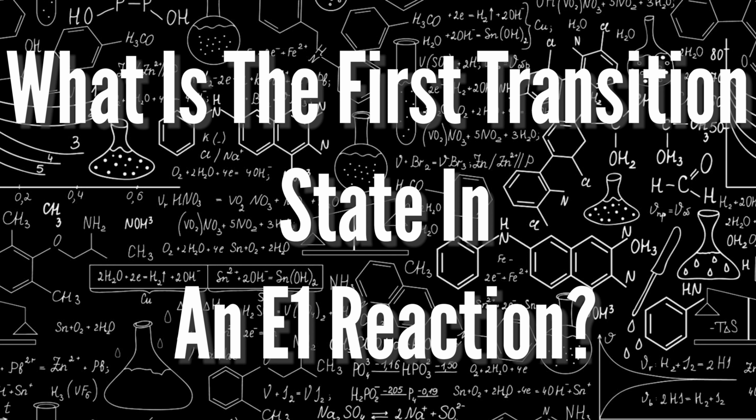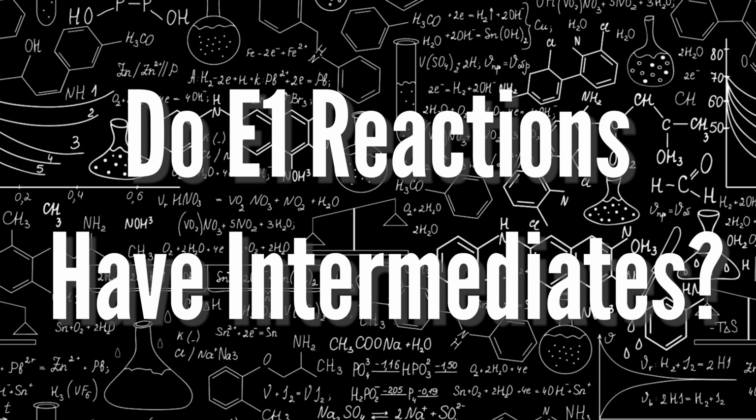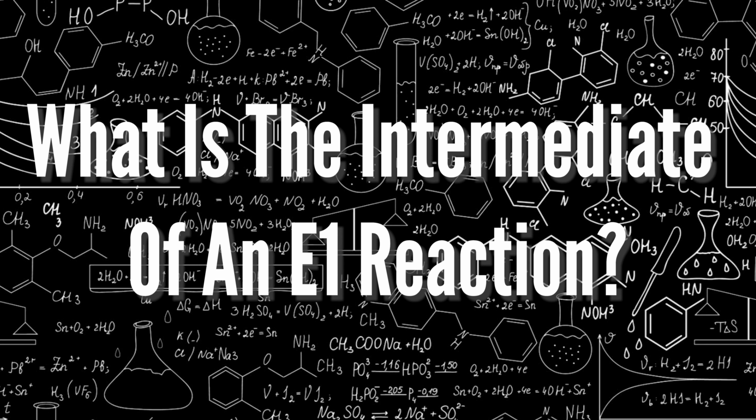Question number 4. What is the first transition state in an E1 reaction? This right here is the first transition state of an E1 reaction. In it, you can see the bond between the carbon atom and the halogen breaking. Question number 5. Do E1 reactions have an intermediate? Yes. Question number 6. What is the intermediate in an E1 reaction? The intermediate of an E1 reaction is the carbocation formed in the first step.